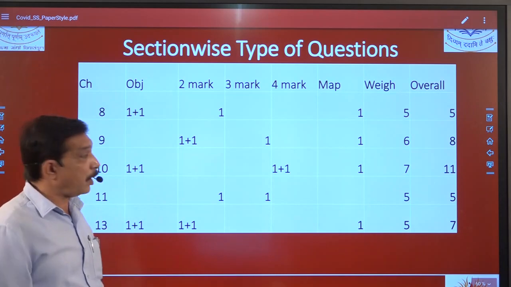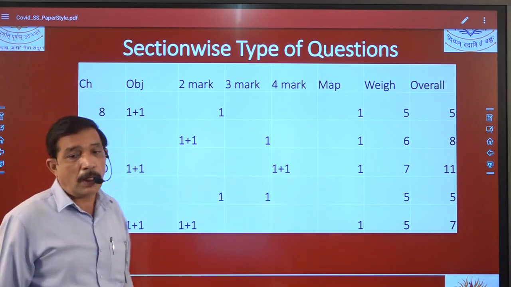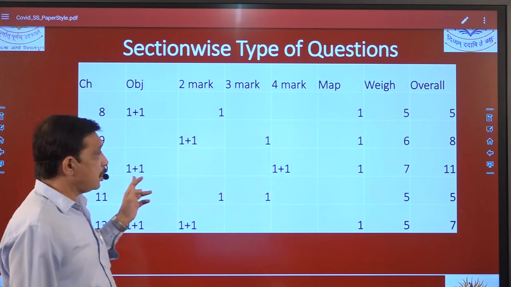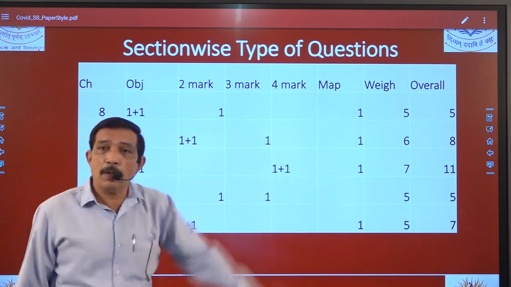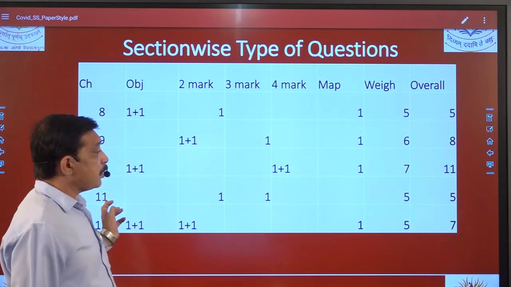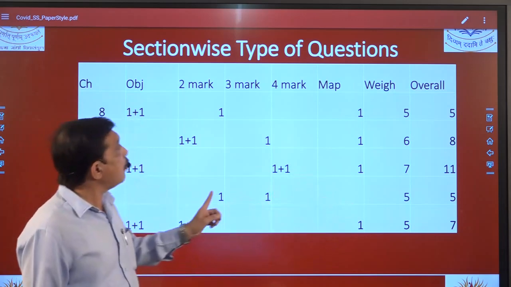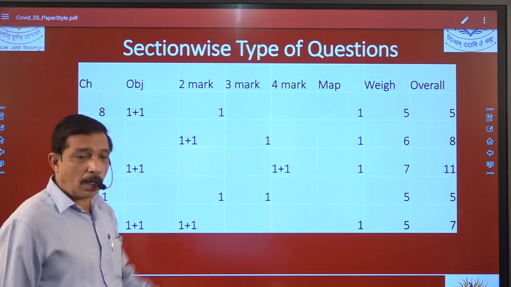So if you prepare it very well, you can score 11 marks from it. Otherwise, 1 4 mark question and 2 objectives you do, plus 1 map, you will get 7 marks. Chapter number 11, there will be no objectives, yes, and no map. There will be compulsory 1 2 mark question and 1 3 mark question.